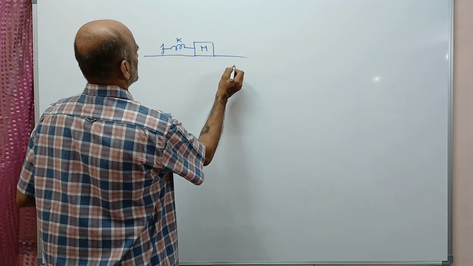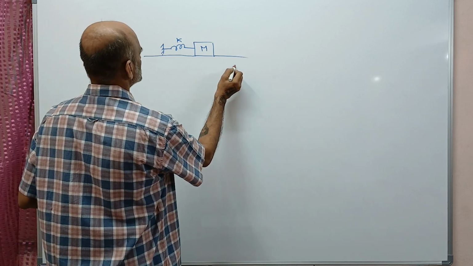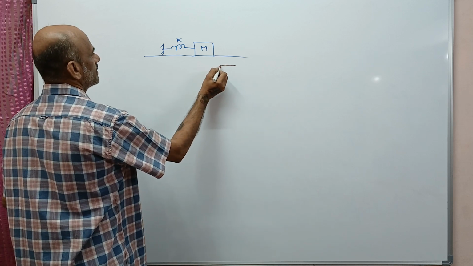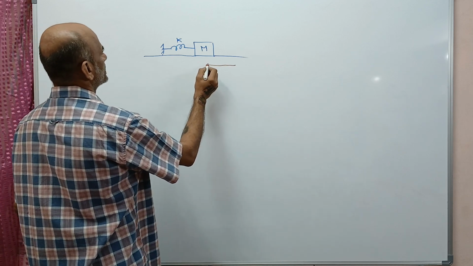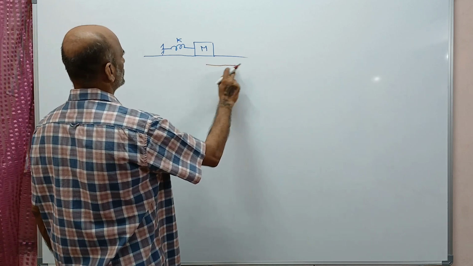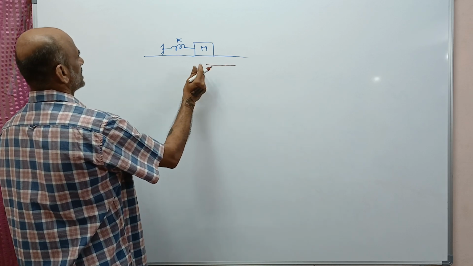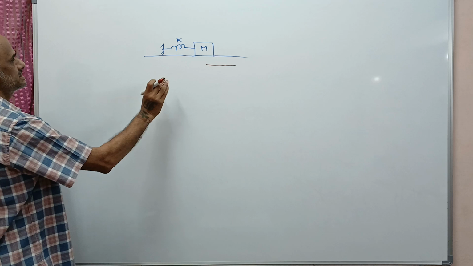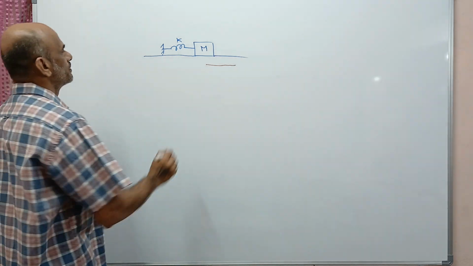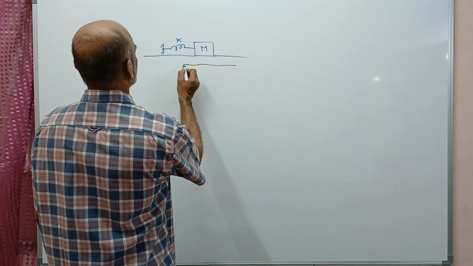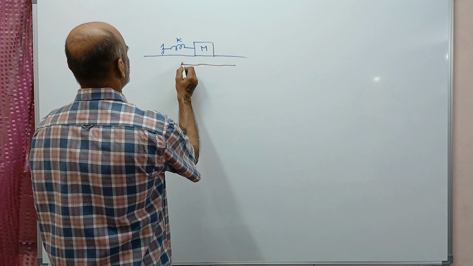So the mass will start moving towards this mean position because the stretched spring will try to pull it back. So it will come to the mean position, and the velocity will increase from the initial velocity of 0. Once it reaches this position, the velocity will decrease, because after it reaches this position, the spring will compress and try to push it back to the mean position. So the velocity will keep on decreasing until it becomes 0 here.